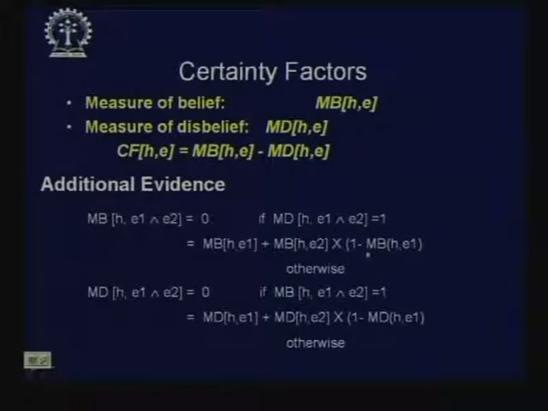Look at this formula carefully. Now, similarly, for MD, the measure of disbelief will be similar. MD of H given E1 and E2 will be 0 if the measure of belief is 1. Otherwise, it will be MD(H, E1) plus MD(H, E2) times (1 minus MD(H, E1)).